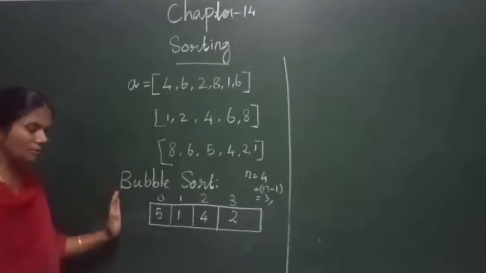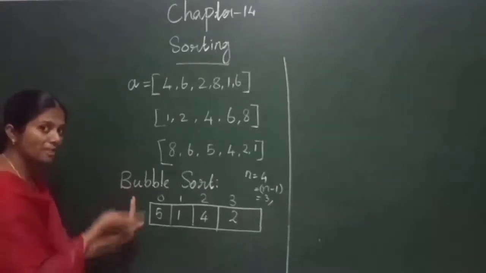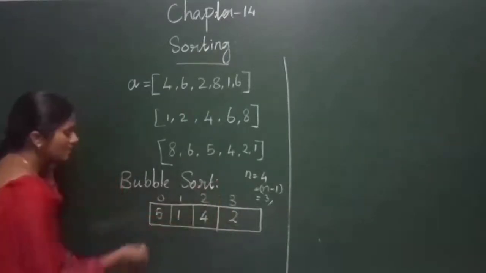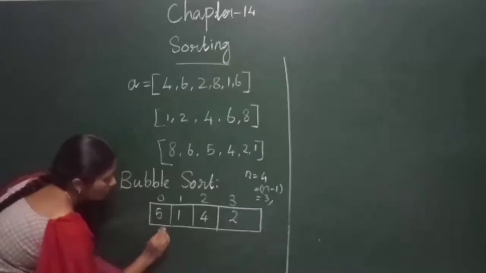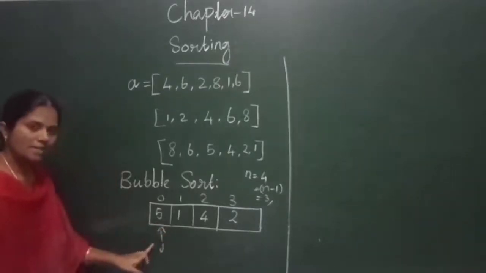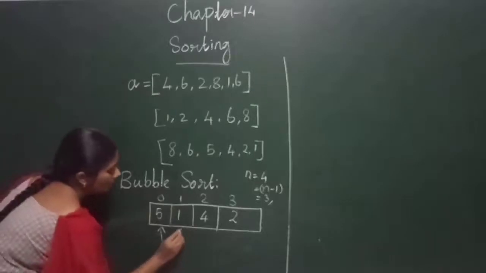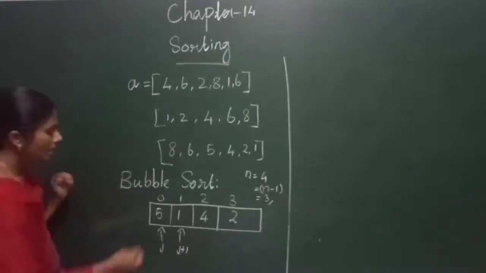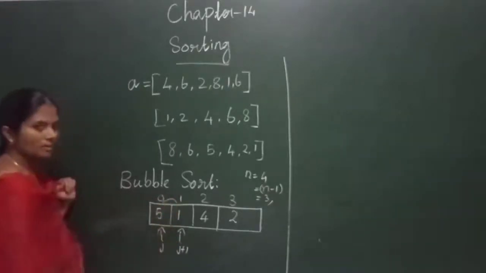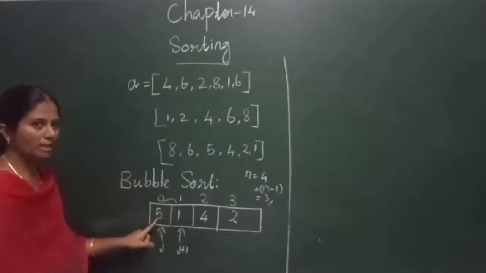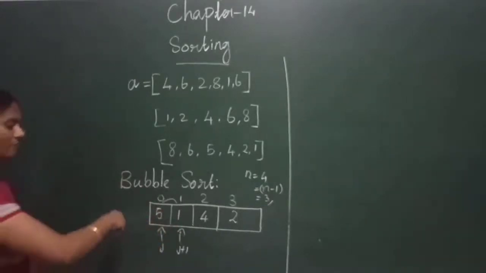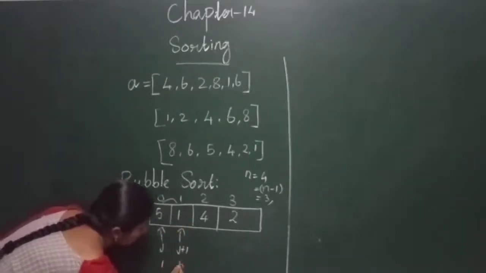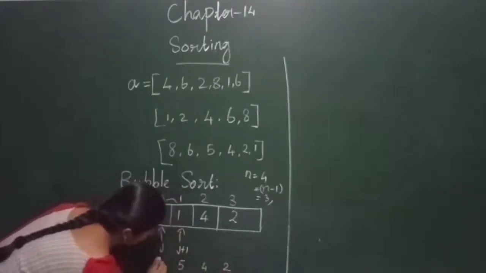Bubble sort means first you scan the elements from left to right. We start the process from left to right. What is the first element? 5. Imagine it is the j value. The next element is j plus 1. Now we compare these two values. 1 is smaller than 5, so we swap the elements: 1 here, 5 next. So the values are 1, 5, 4, 2.